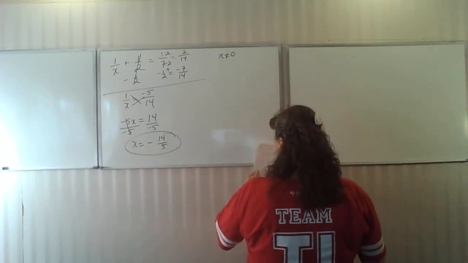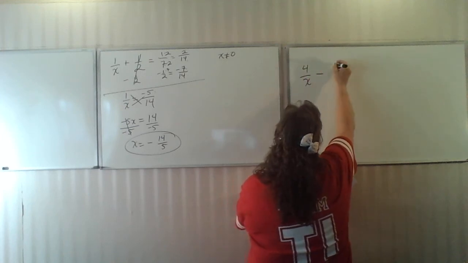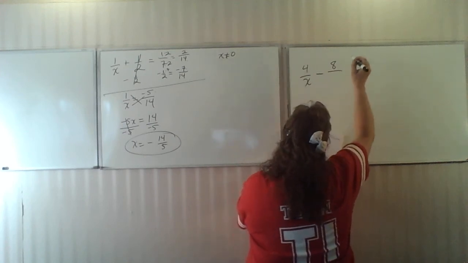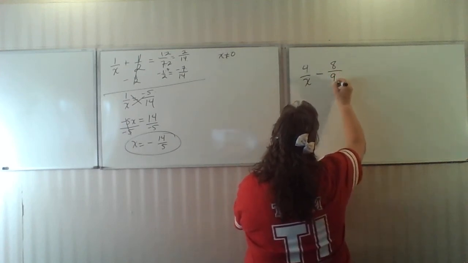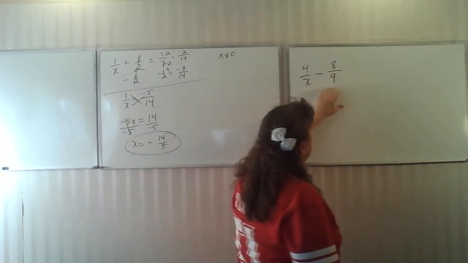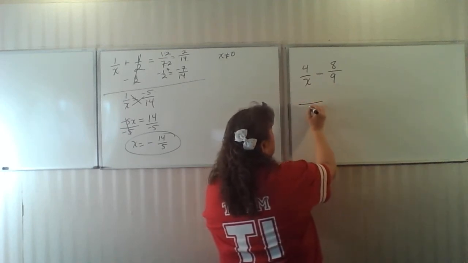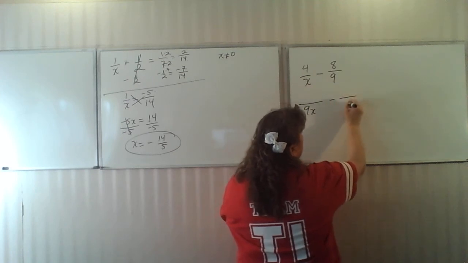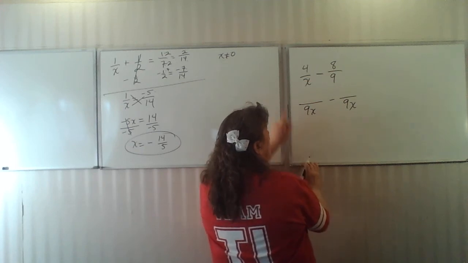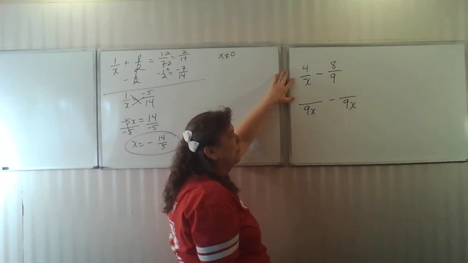So how about 4 over x minus 8 over, let's go 9. Okay? To get our common denominator, all we can do is multiply our 9 and our x. So this is 9x, and this one is 9x, because they have nothing in common. Remember, x can't equal 0, but we're not going to write that down. We're just worrying about doing the operation.